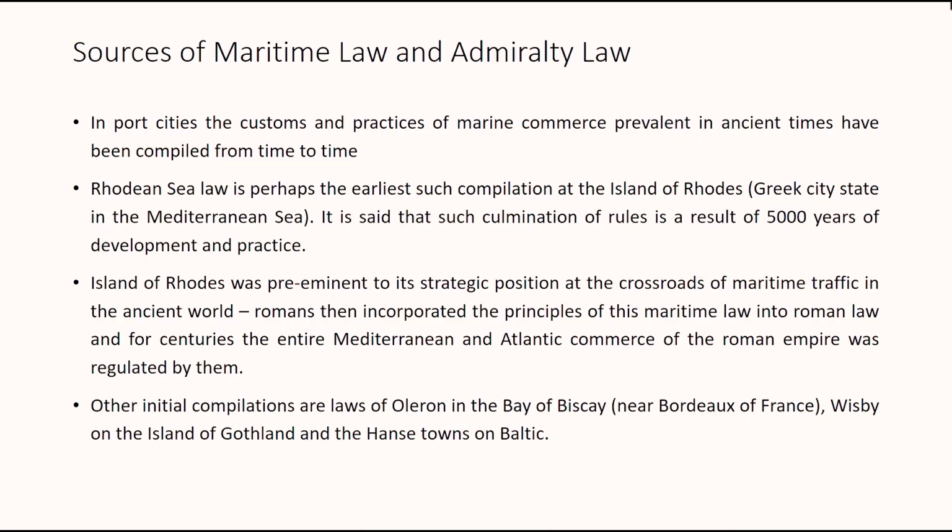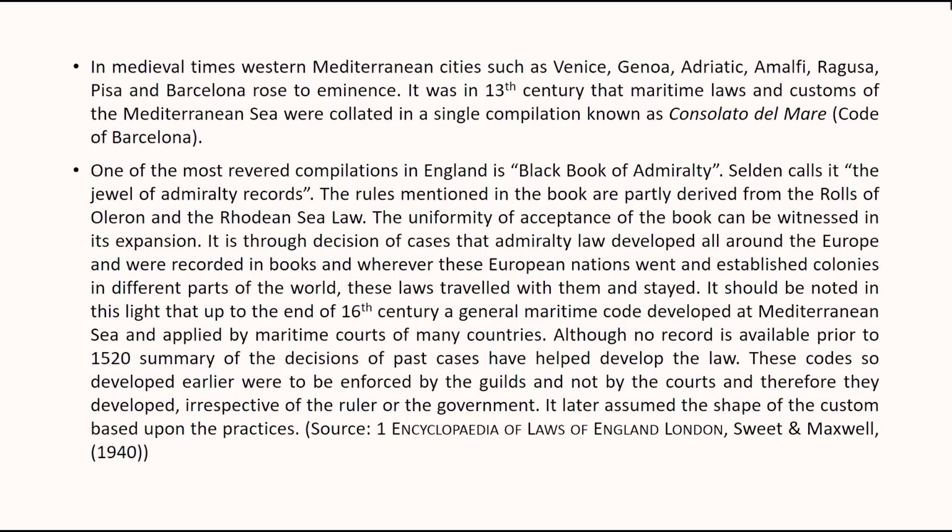The practices pertaining to traffic of admiralty were also in place even in the times of the Roman Empire. We see that other initial compilations are the Laws of Oleron in the Bay of Biscay near Bordeaux of France, Visby on the island of Gotland, and Hanstowns on Baltic. In medieval times, western Mediterranean cities such as Venice, Genoa, Adriatic, Amalfi, Ragusa, Pisa and Barcelona rose to eminence, and they also grew to be places of high commercial transaction.